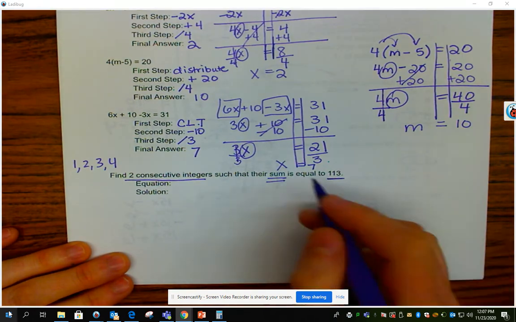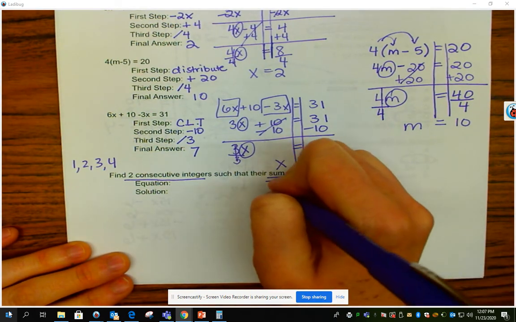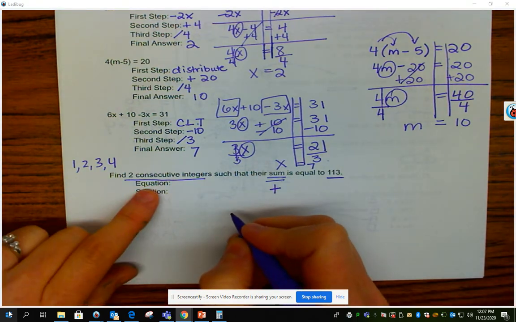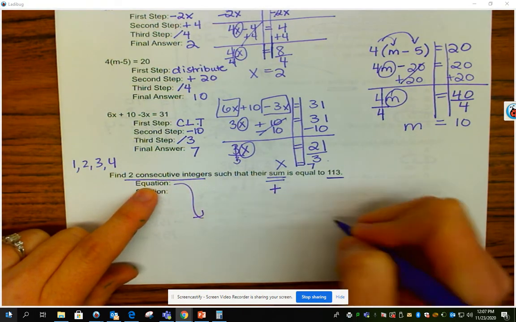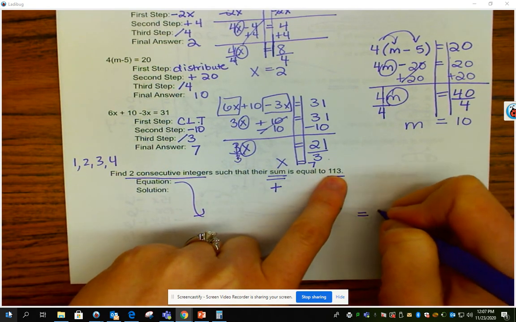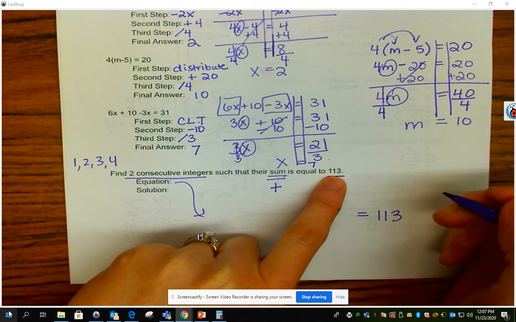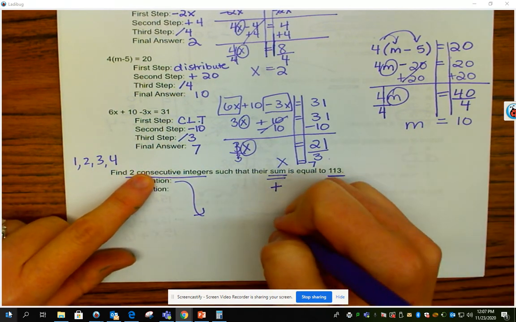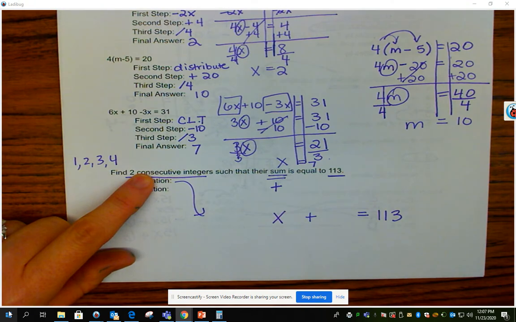Okay? So when sum means addition, okay? So we're going to add something. Let's put our equation down here. We're going to add something, and it's going to equal 113. Now, what is that something? 2 integers. So we don't know what they are, so let's put a placeholder, like x, for the first integer.